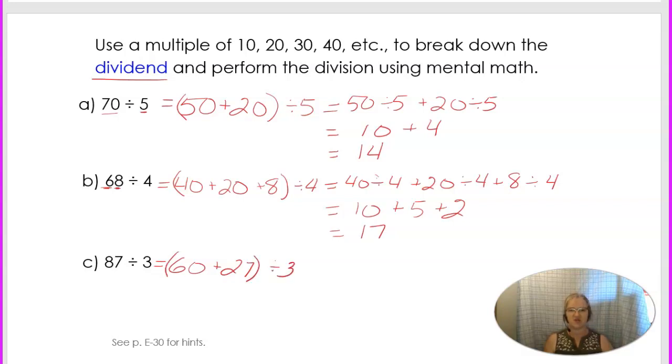Divide that by 3. We'll end up with 60 divided by 3 plus 27 divided by 3. 60 divided by 3 will be 20, and 27 divided by 3 will be 9. So we'll end up with an answer of 29. And you can always check these using the division and make sure that you've got them right as well.